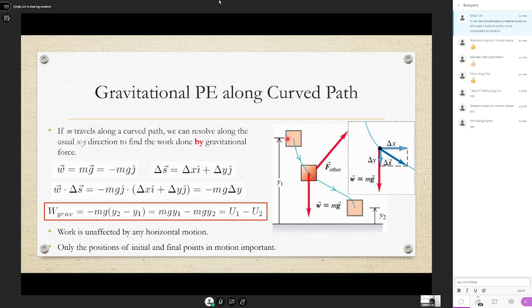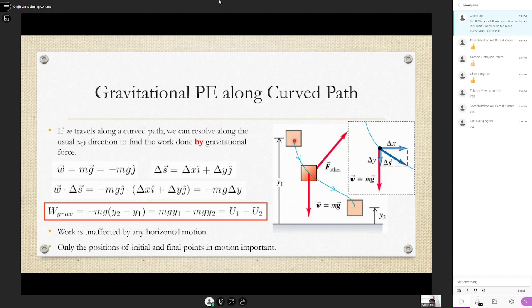So whatever you see, it ends up with minus mg delta y here, which is exactly the same as before. You realize whatever is in the x direction gets cancelled out, because if you take j dot i, it will just cancel out. So we are left with this. If you write out the formula again, it's going to be the same as the previous simple case, which is U1 minus U2. What can we tell from this? Work is unaffected by any horizontal motion.